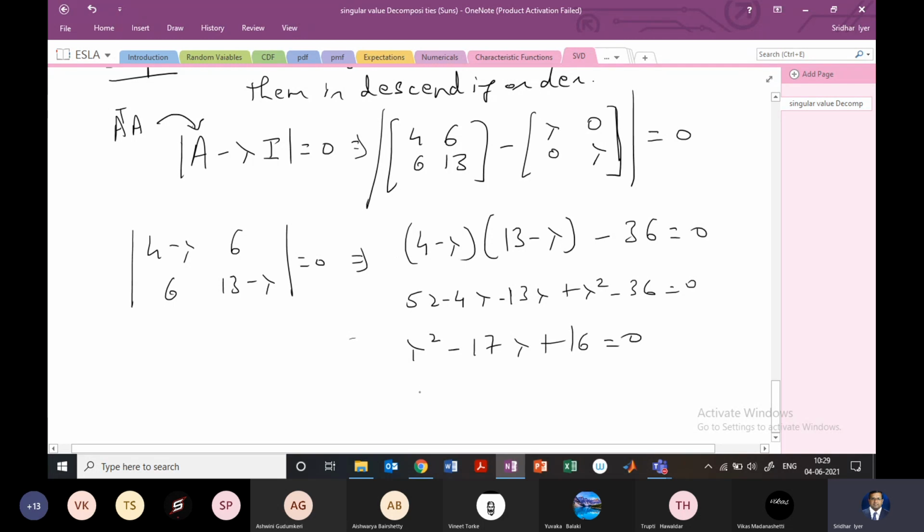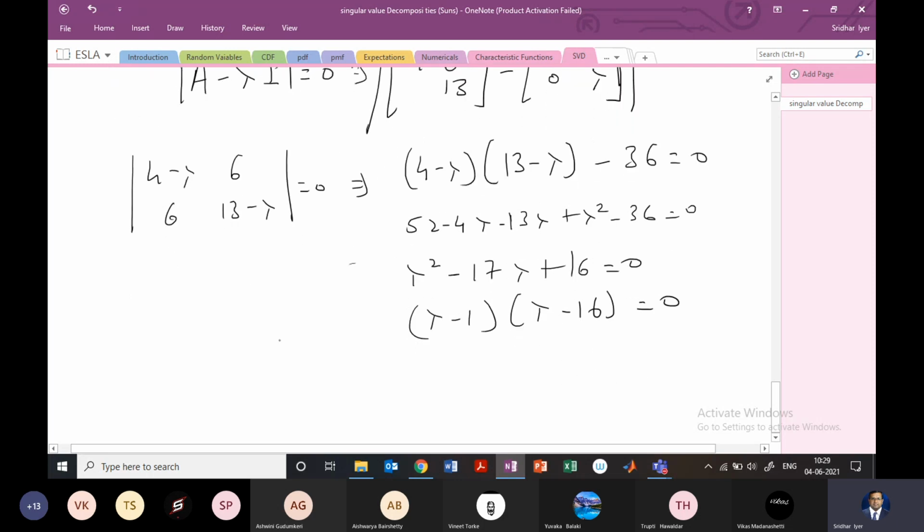And you can split this into two parts. So you'll get lambda minus 1 and lambda minus 16 equal to 0. Therefore, the two lambdas which we have is lambda equal to 1 comma 16, and arranging in descending order, lambda 1 will be 16, lambda 2 will be 1.